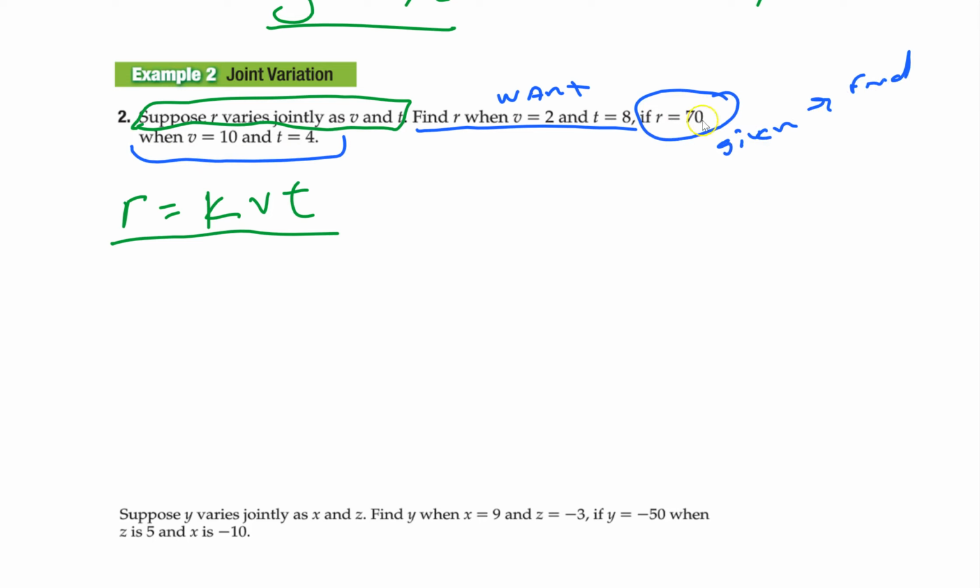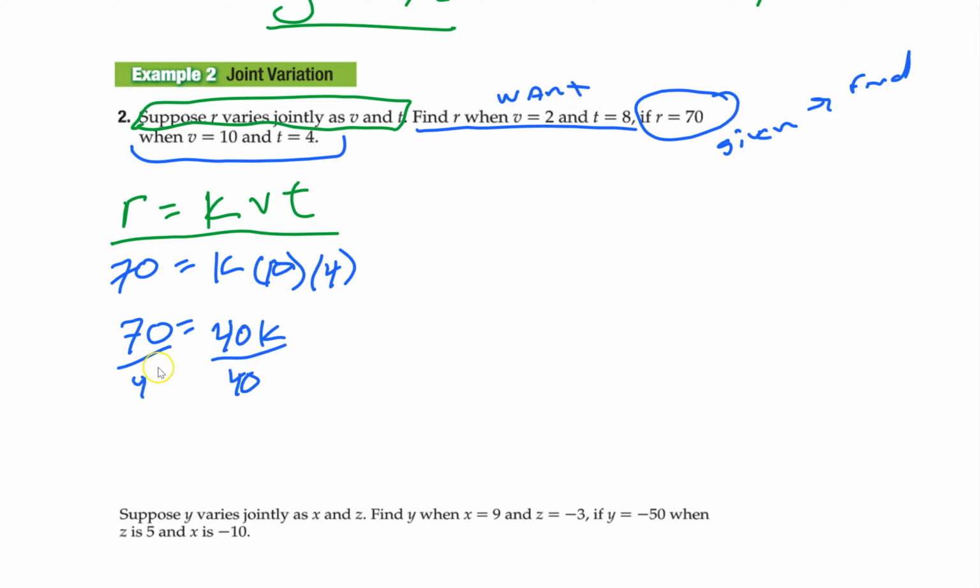Right? Because I actually have everything. I have r, I have v, and I have t. I'm going to use that one. The if part, I'm going to use that to find my k, because it has everything I need. So 70, k is this k. I'm looking for that. V is 10, and t is 4. So simplify it. 70 equals 10 times 4 is 40k. Divided by 40. K equals 7/4.